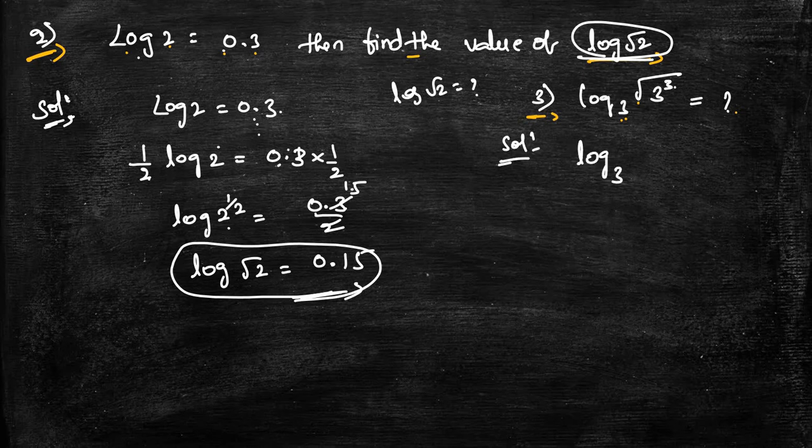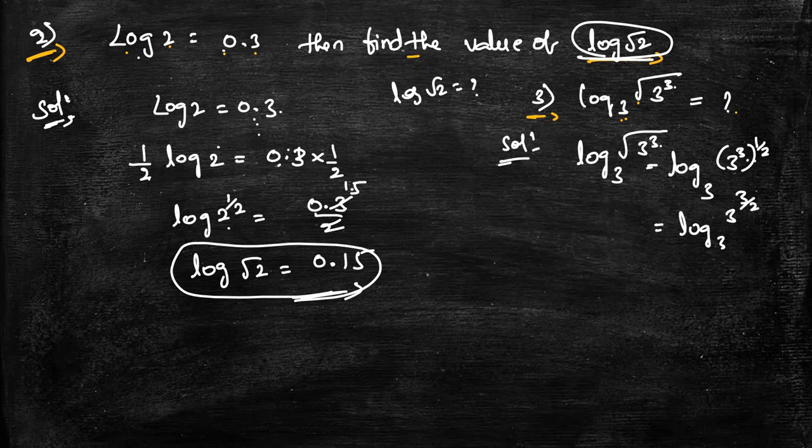Log base 3 of the square root of 3 cubed is given here. Now from this log base 3, I will write it as 3 to the power of 3, whole to the power of 1 by 2. Now it will become log base 3, so 3 to the power of 3 by 2 will come here.